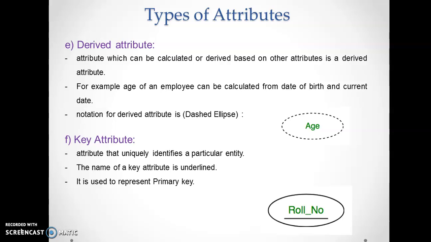For example, if you are going to calculate the age, that can be calculated from date of birth and current date. The derived attribute can be displayed using a dashed ellipse.